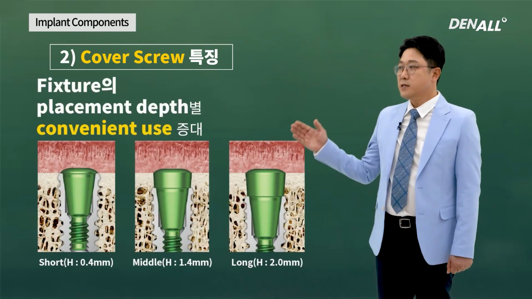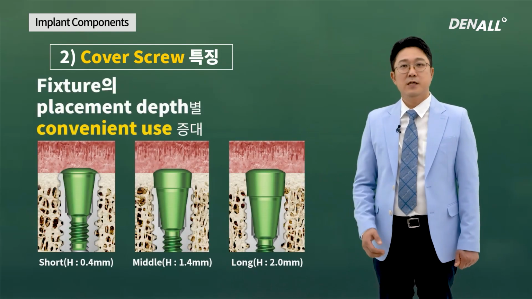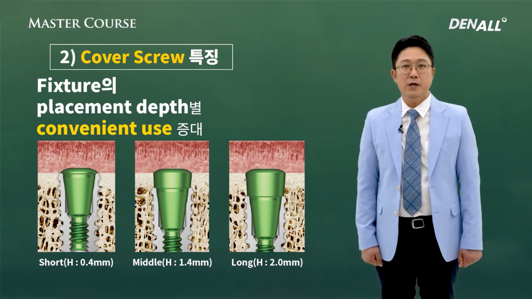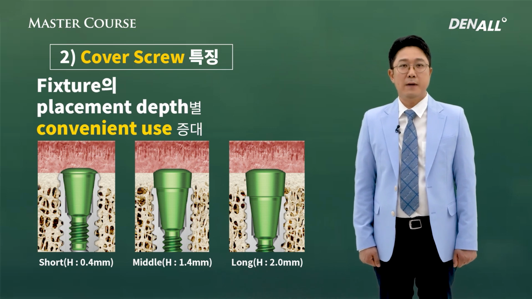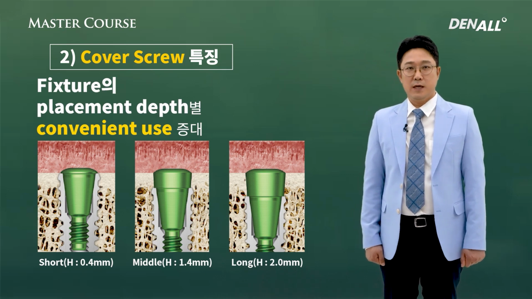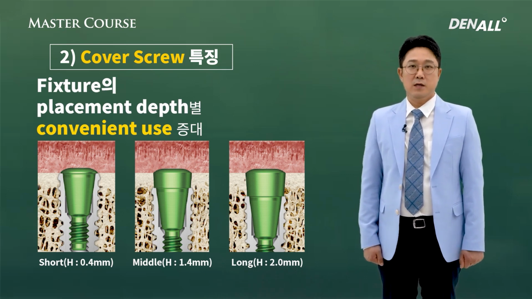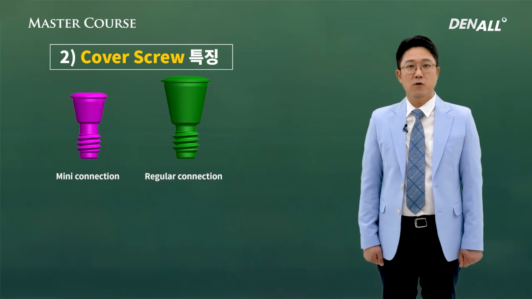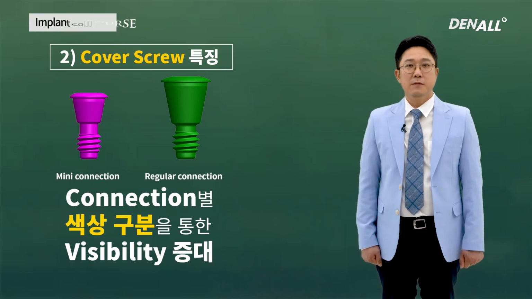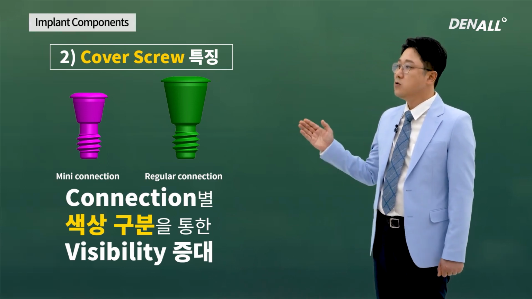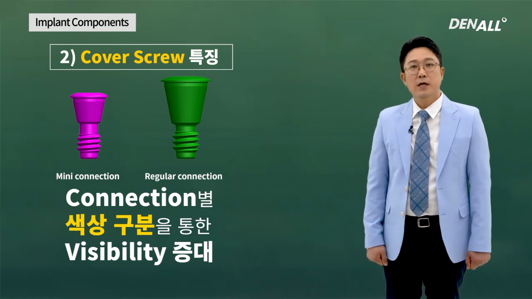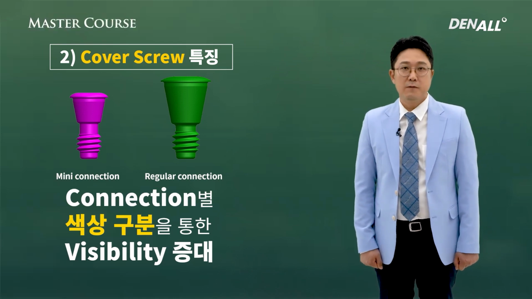There are three types of length for cover screw, and depending on fixture placement depths, you can use it accordingly. Details on this can be found in one-stage, two-stage surgery lecture or offline master course. Cover screw differs depending on fixture diameter, and in the case of TS implant, it is divided as mini and regular, and they're made so that people can differentiate them at a glance. They're in different colors. Mini is in purple and regular is in green, so visually it is very easy to differentiate. Next, I'm going to talk about healing abutment.